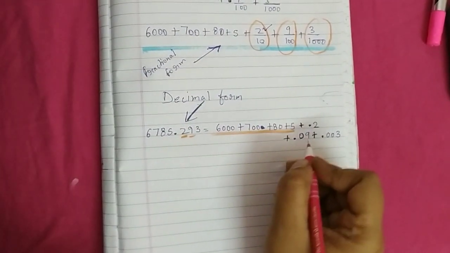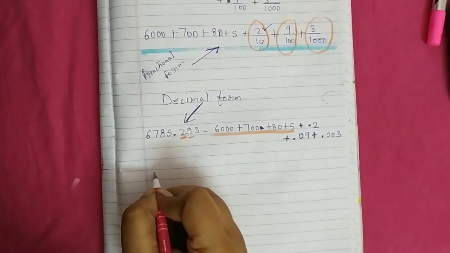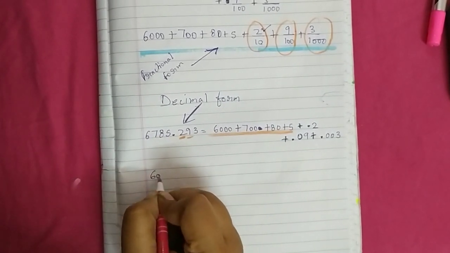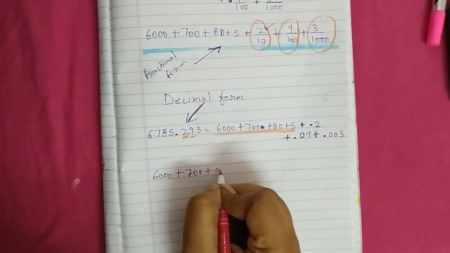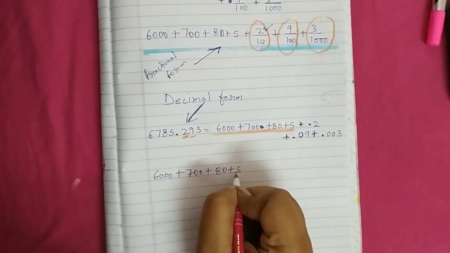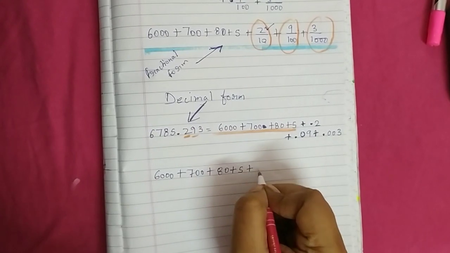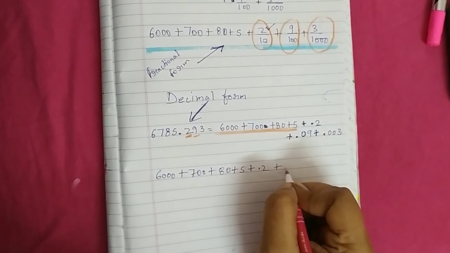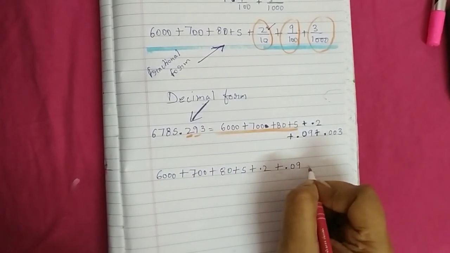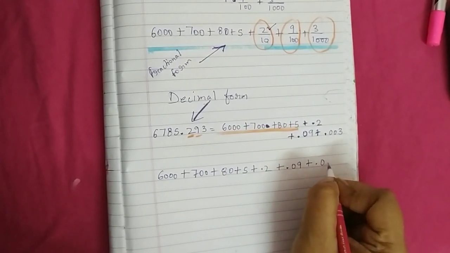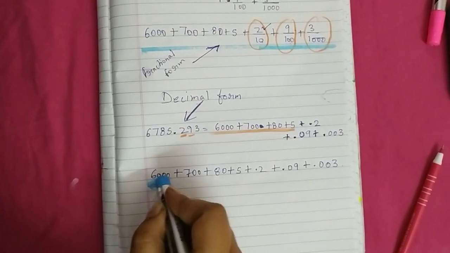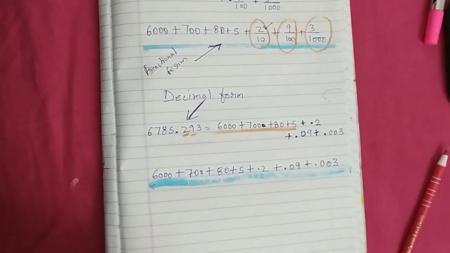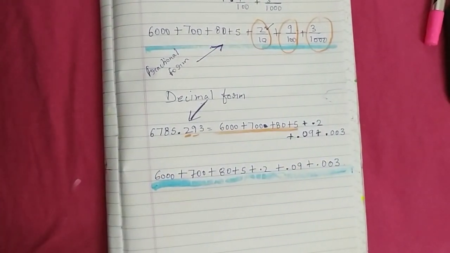Okay, so let's write this number in a straight line. 6000 plus 700 plus 80 plus 5 plus 0.2 plus 0.09 plus 0.003. So this is your decimal expanded form of the decimal number. Clear?